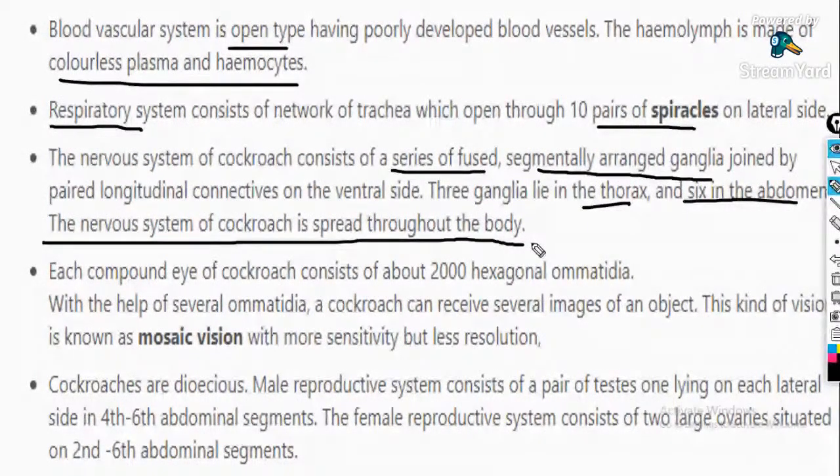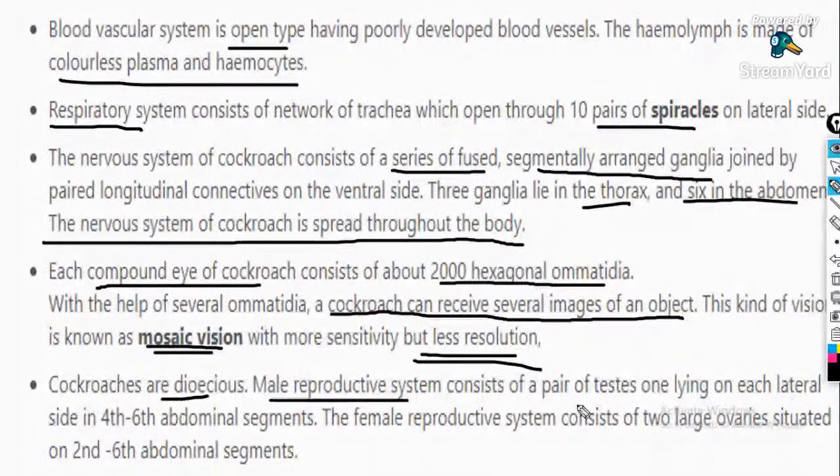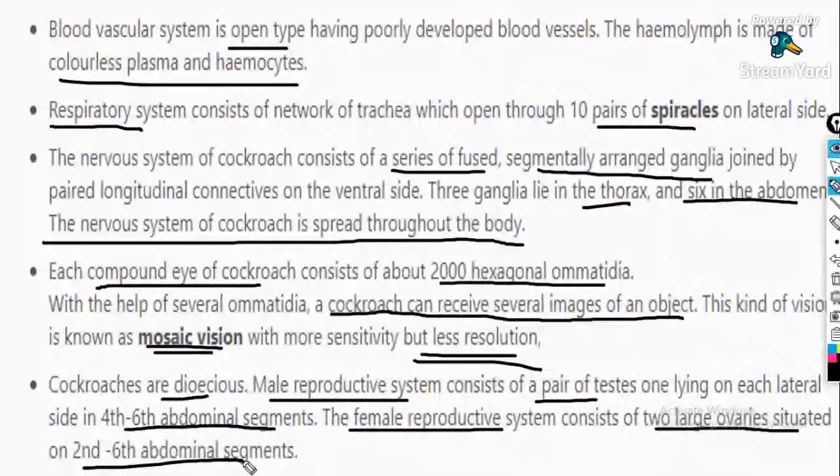Each compound eye of the cockroach consists of 2000 hexagonal ommatidia. With the help of several ommatidia, the cockroach can receive several images of an object. This kind of vision is known as mosaic vision, but it has less resolution. They are dioecious. The male reproductive system consists of a pair of testes in the fourth to sixth abdominal segments. The female reproductive system consists of two large ovaries in the second to sixth abdominal segments.